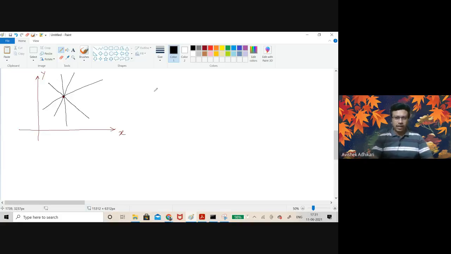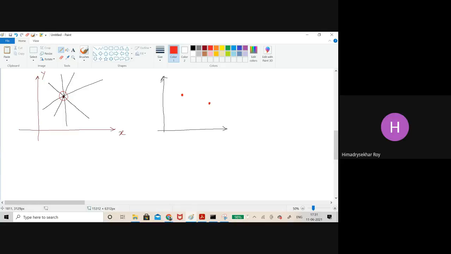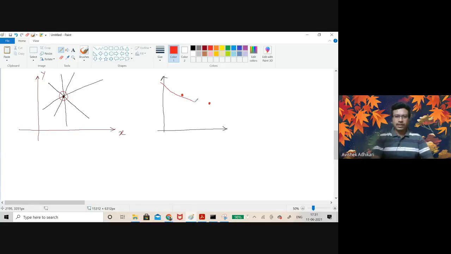Now if I ask you the same question but just increase one extra point. So initially I had only 1 point, now I have 2 points on the same xy plane. If I ask you how many straight lines you can draw that pass through both the points, what would be your answer? Exactly 1. So there exists exactly 1 straight line.